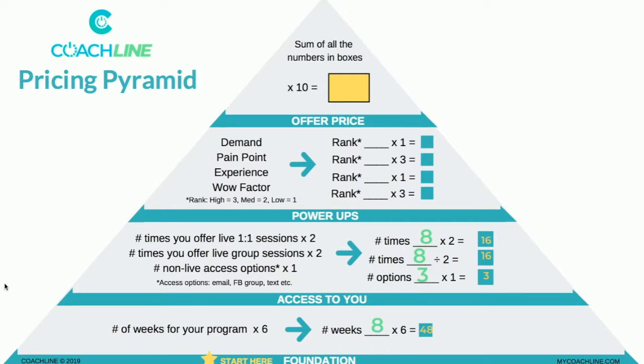So let's check out, let's complete this. So I'm just getting started as a fitness trainer for this example. So I don't have a wow factor, and that's okay. So I'm going to give myself a 1, a ranking of a 1, and then I'm going to multiply that by 3, and that's going to give me 3 because I cannot count.